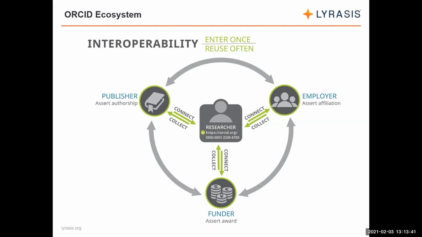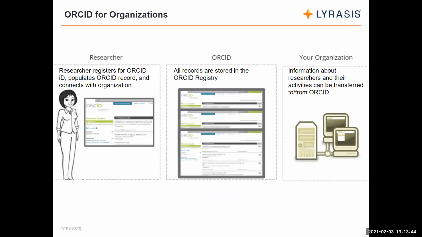And so basically, ORCID's technical infrastructure enables a streamlined flow of information about researchers and their activities across the research ecosystem. So on the left here, you have researchers getting their own ORCID IDs and populating their ORCID records with information. In the middle, you can see that ORCID stores all of these researcher ORCID records in what we call the ORCID registry. And then on the right, organizations can connect with the ORCID registry and access information about their researchers and also add information to researchers' ORCID records.